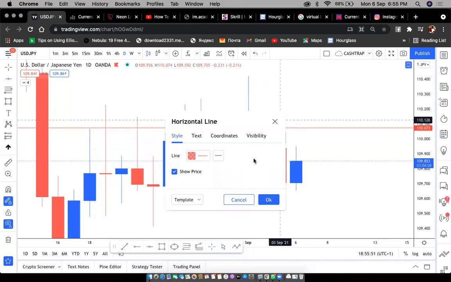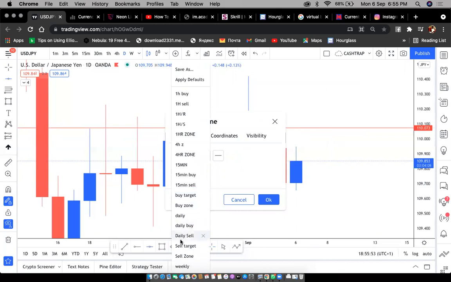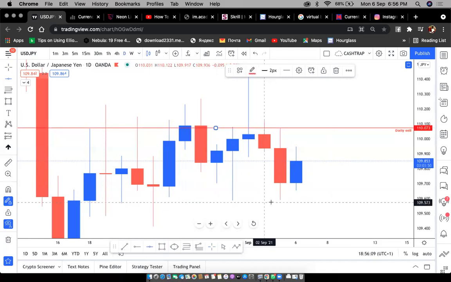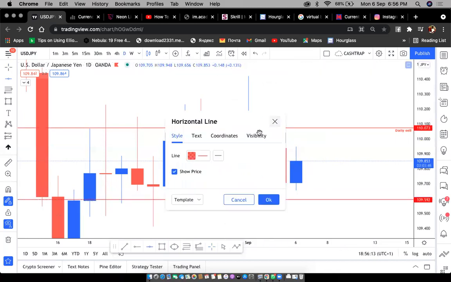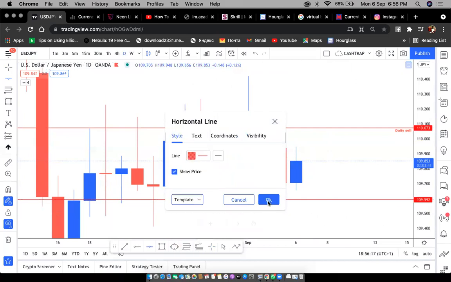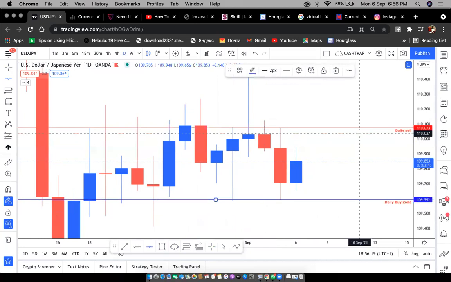So you want to mark that as your daily resistance, or for me, I use daily sell as my resistance so that I will know, okay, this is where the market sold off at the previous candle or at the previous level. So where do you see the low? I see a low here. So I'm going to pick this as my daily buy. So this low is now my daily buy.